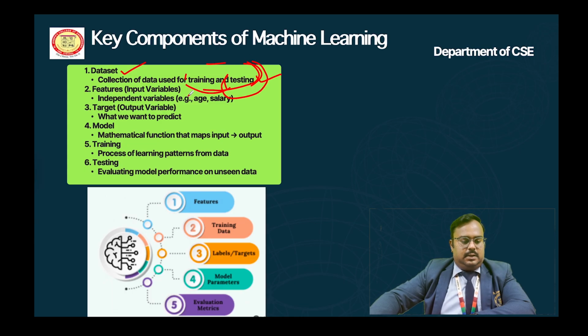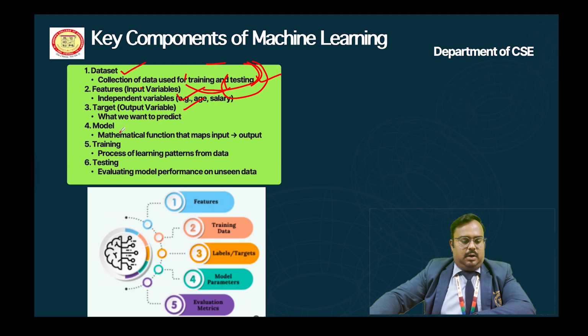Next one is features. What is meant by features? Features are nothing but the input variables. In these features we have dependent variables or independent variables. For example, age and salary are independent variables. Next one is target. Target is the output variable. What we want to predict is the target value or target output.